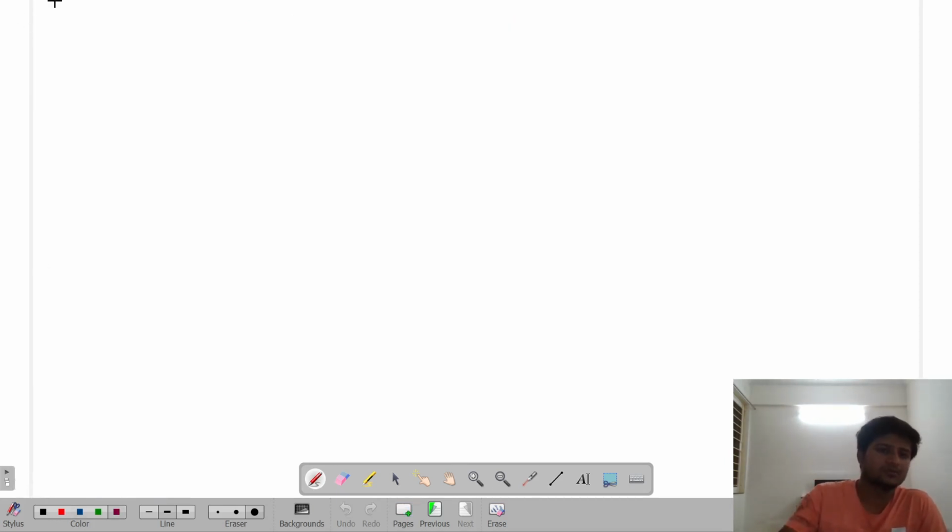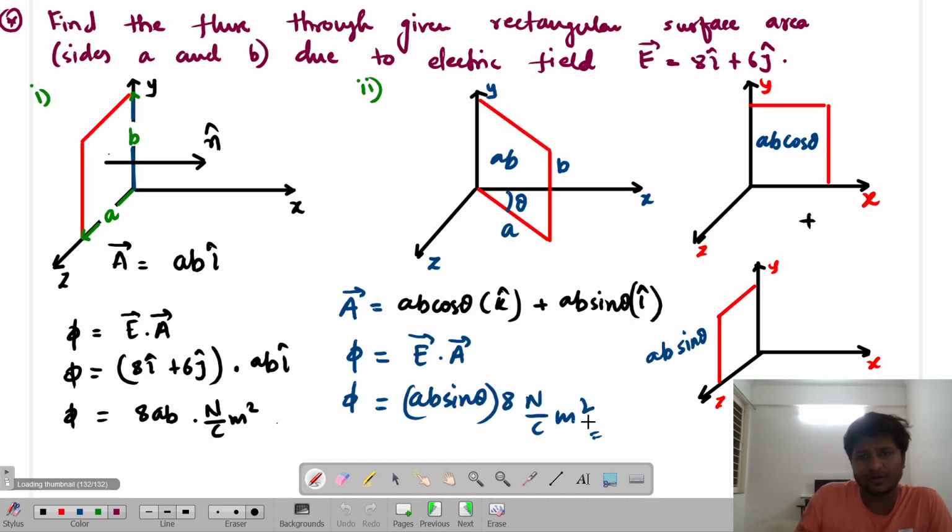To the next question. It says find the flux. Are you able to get me or not?